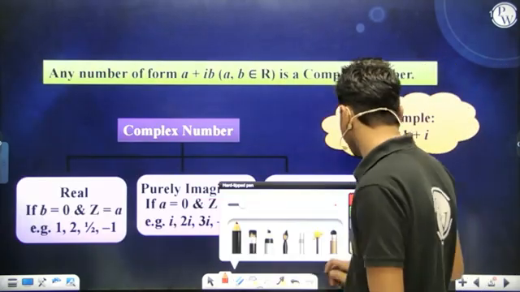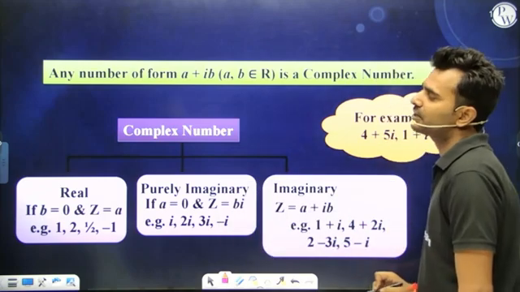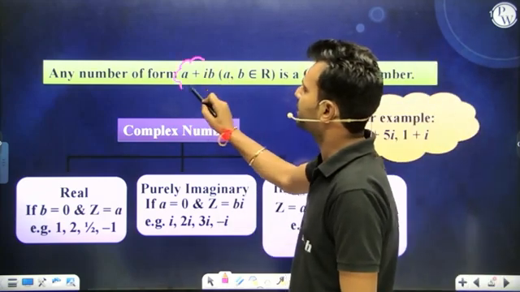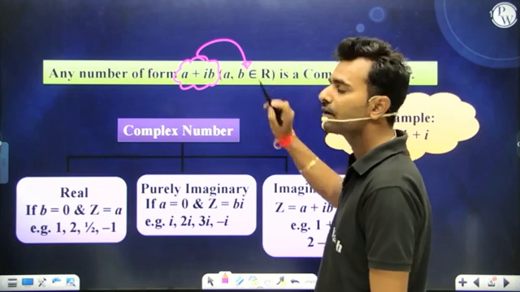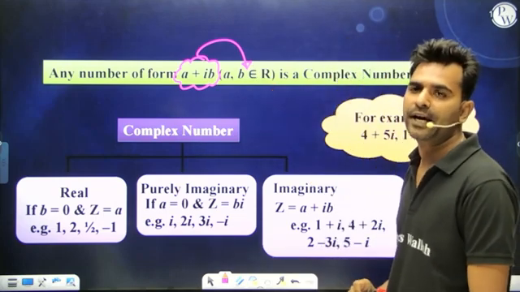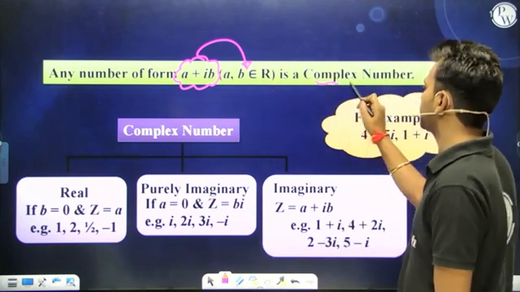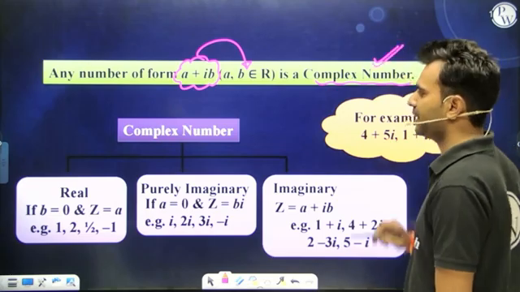So let's get to the definition of complex numbers. Any number which is written in the form of a plus ib, where i is under root of minus 1 and a and b are real numbers, is known as a complex number.